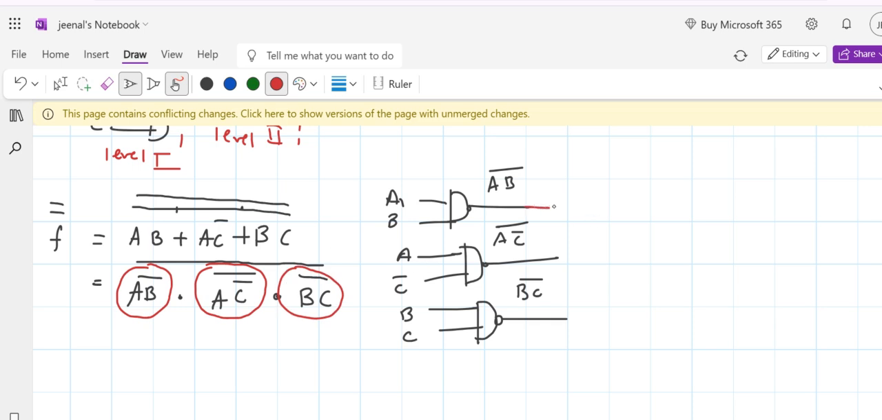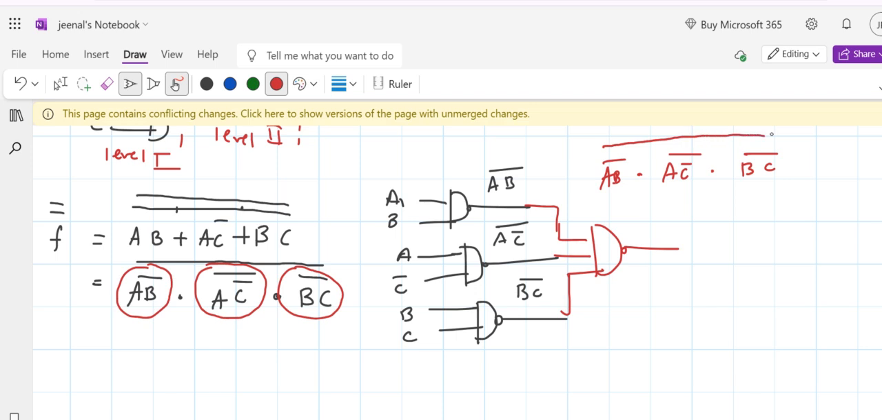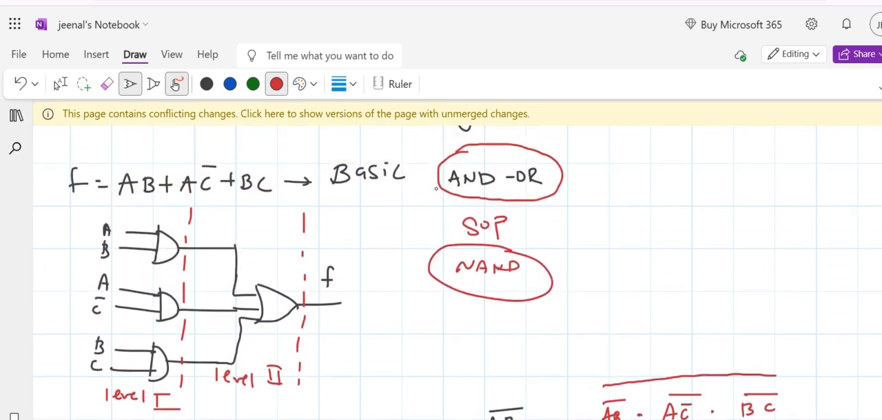When I implement one more NAND gate, what happens? It multiplies all these functions and puts a complement over it. So I have AB bar into AC bar into BC bar, and the NAND does the multiplication of all this and a bar. So I get the same equation. So always remember, given any SOP form, if it is basic gates, we represent using AND OR. Otherwise, for universal, it is the NAND gate representation.